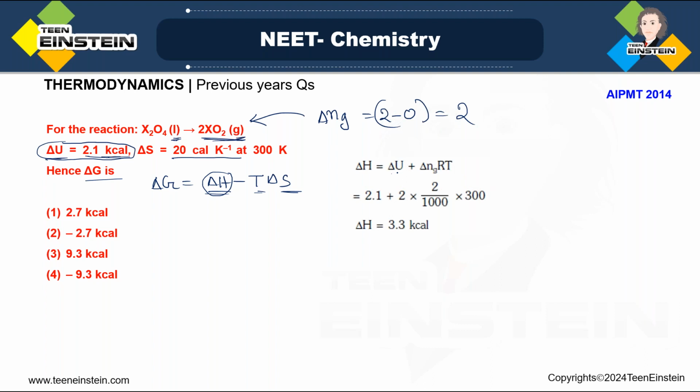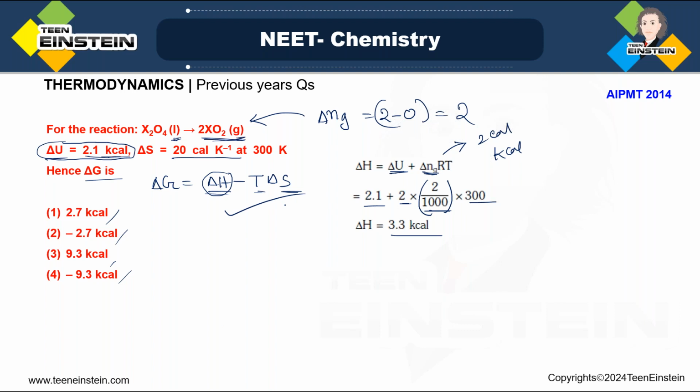So this is the equation. So del U we will put 2.1 kilocalorie. Del Ng we will put 2, because 2 minus 0 is 2. Now R value, be careful. Don't use 8.314, because now you are doing the calculation in kilocalorie. All the answers are in kilocalorie. So we know R value in calorie unit is 2. But that is not enough. You also have to divide it by 1000, because we need the value in kilocalorie. So that is why we are dividing it by 1000. Then the value of T. So you will get 3.3 kilocalorie.